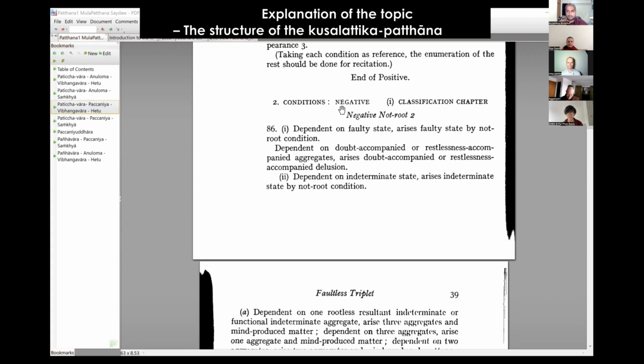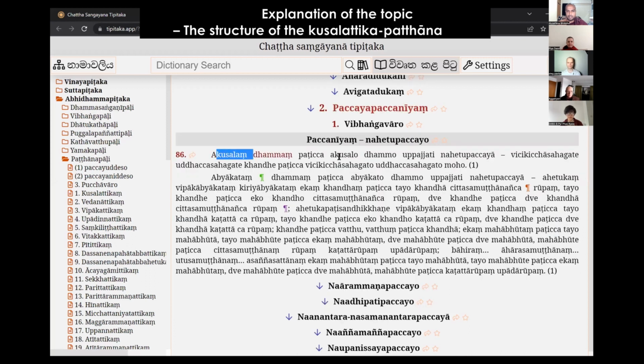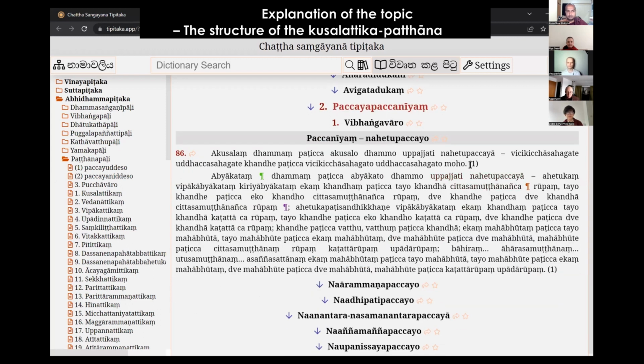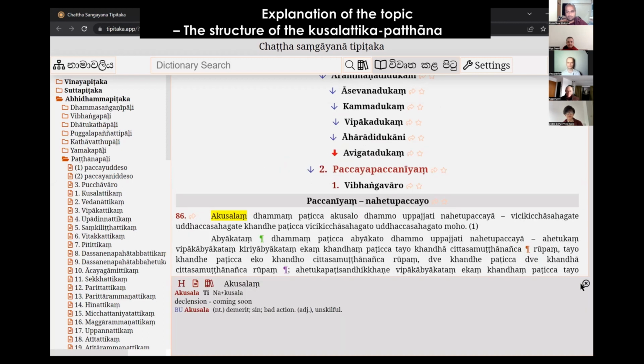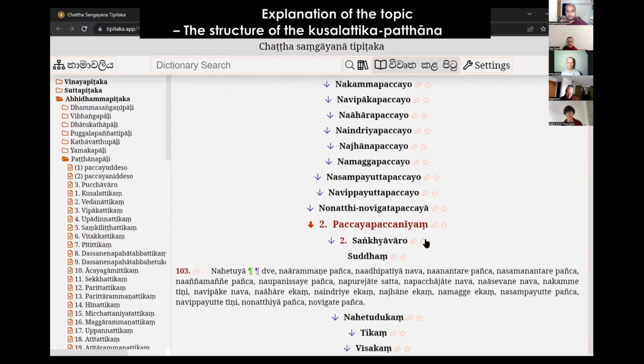So when we look at the Pali, this is one relationship, akusala and akusala, right? And here, the next one is abyākataṃ dhammaṃ paṭicca abyākato dhammo uppajjati na hetupaccayā. So the relationship is shown here as abyākata and abyākata, right? So altogether, how many answers, how many vissajjanas are we looking at? 2 vissajjanas, right? Akusala and akusala, and abyākata and abyākata.